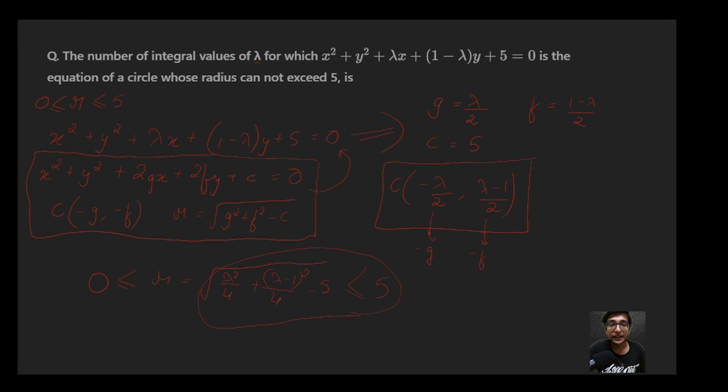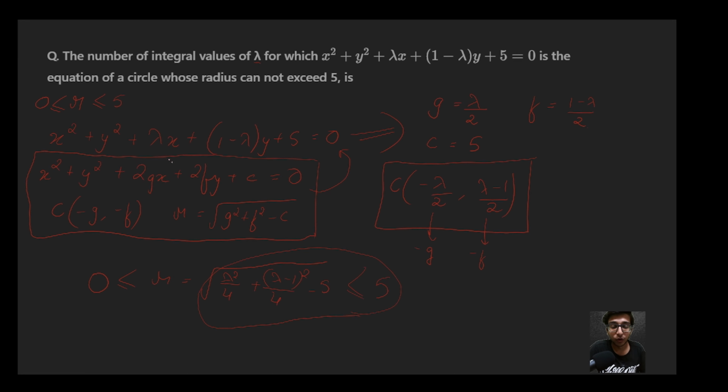So now let us get into solving the equation. So what do we get here? Under the root, if we take 4 common, what are we going to get? Lambda square plus 1 minus 2 lambda minus 20 upon 4. This is less than equal to 5 and this is greater than equal to 0. Let us try to solve this equation.